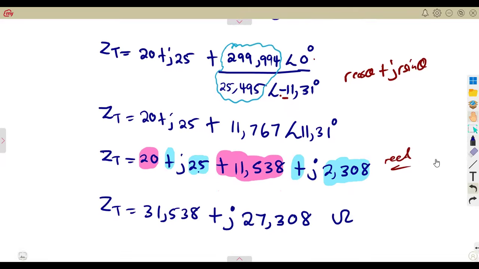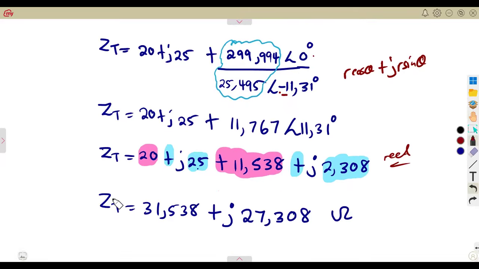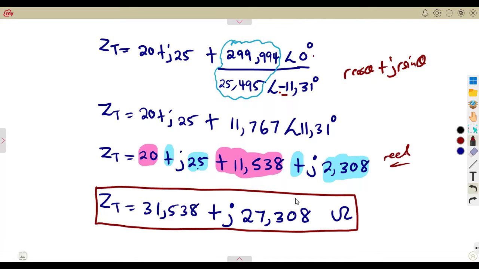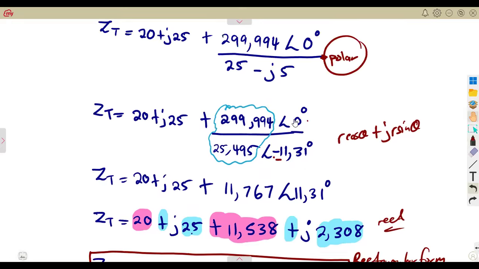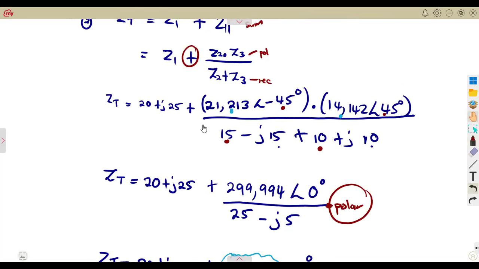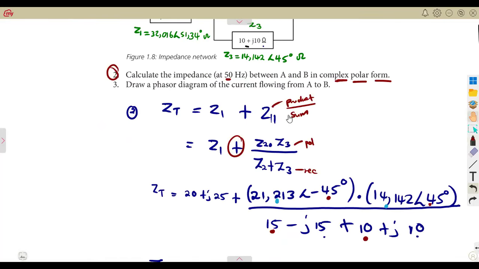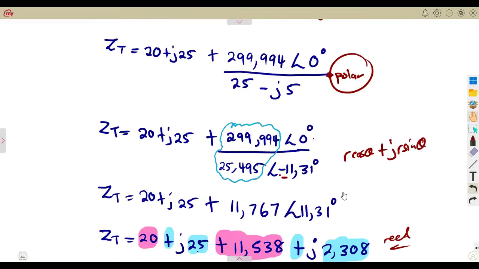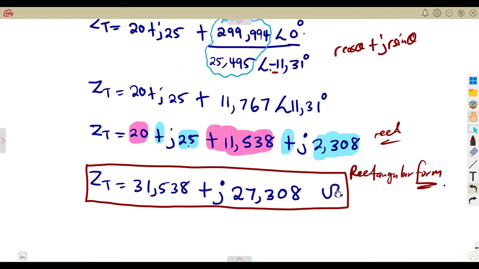That is, we have the total impedance, but it is given in what? This total impedance that we are seeing here is in rectangular form. Is that our instruction? Our instruction is that we are supposed to obtain this in polar form. So we have to convert now back to the polar form. Then you can just use a calculator to prove that.